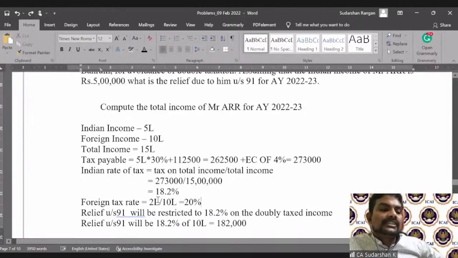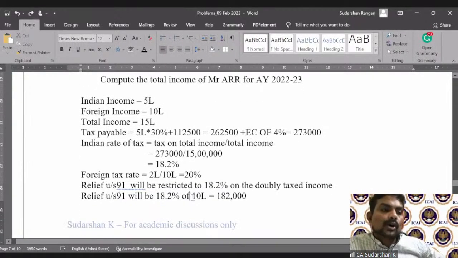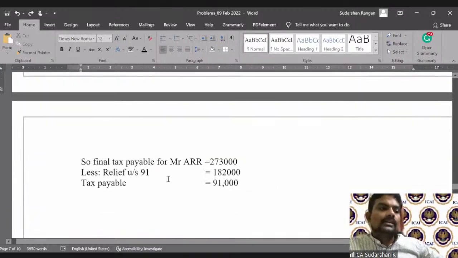So relief under section 91 will be restricted to the lower of the Indian rate of tax or foreign tax on the doubly taxed income. So it will be restricted to 18.2%. Therefore, on the doubly taxed income, apply 18.2%. That will be the relief available under section 91, that you can claim as a foreign tax credit. The balance will give you the net tax payable.